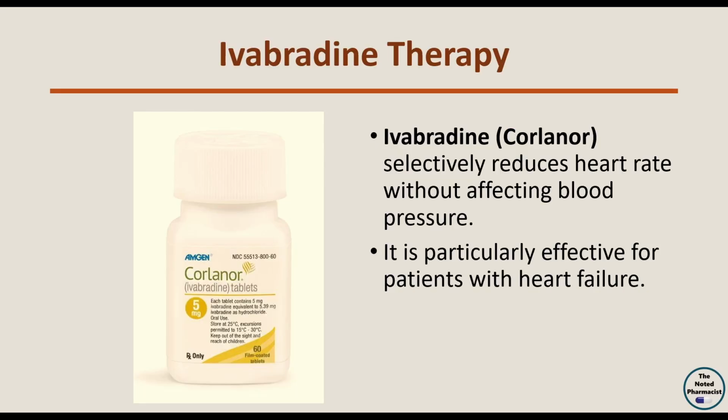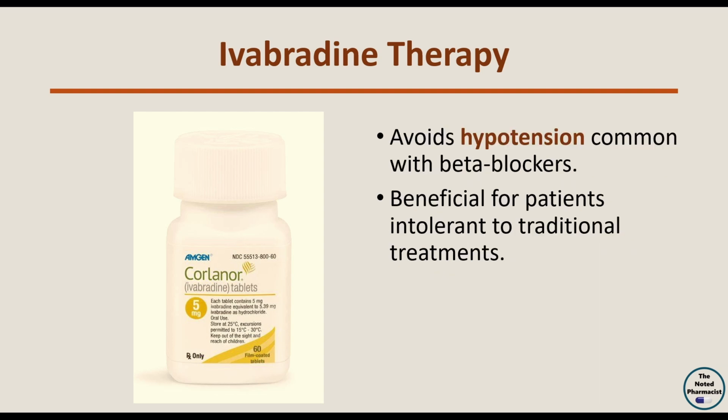Lastly, let's look at emerging therapies in angina treatment. Emerging therapies for angina include novel drugs like ivabradine, known by its brand name Corlanor. Ivabradine selectively reduces heart rate by inhibiting the If channel in the sinoatrial node without affecting blood pressure. This makes it particularly beneficial for patients with heart failure. Unlike traditional beta blockers, ivabradine minimizes adverse effects like hypotension, making it a promising addition to angina management, especially in patients intolerant to conventional therapies.